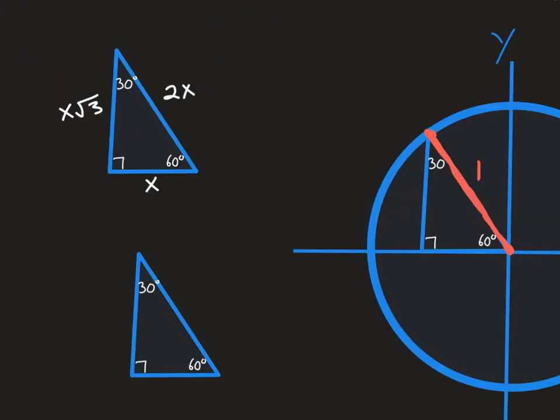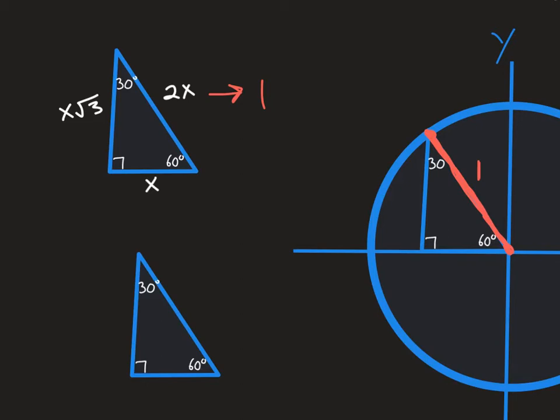Here's our 30, 60, 90 general special right triangle. And what we want to do is convert this to be applicable in our unit circle. And in our unit circle, the radius is 1. So we want our hypotenuse to become 1. So I want that hypotenuse of 2x to become 1. So let's think about how I would get there.